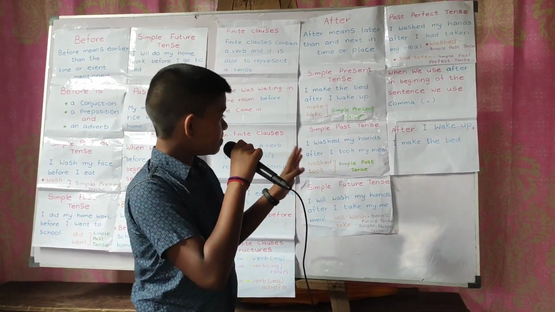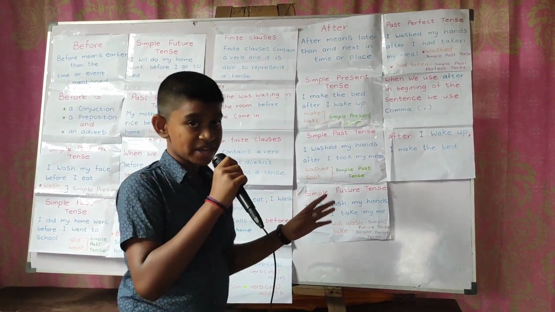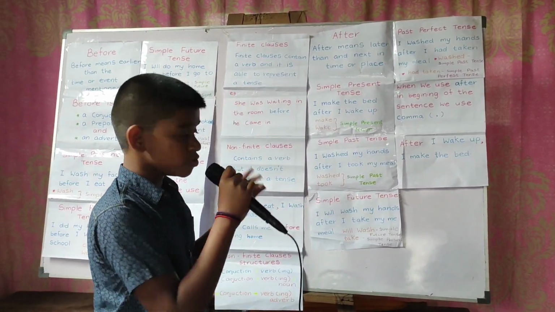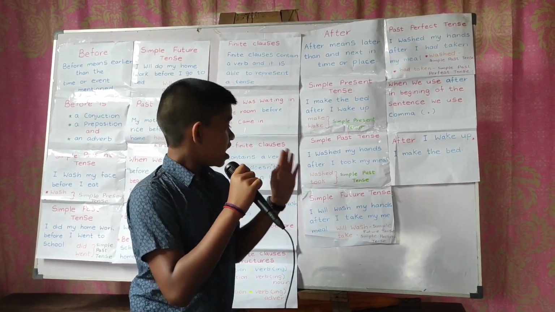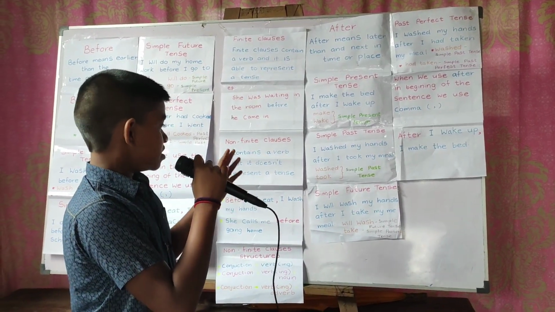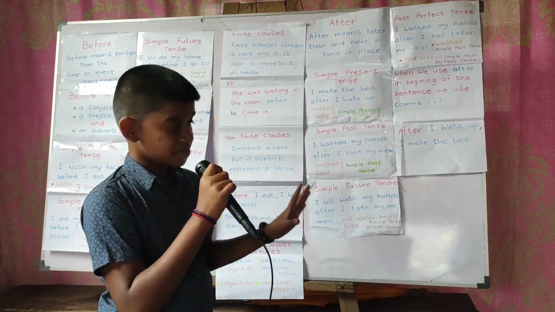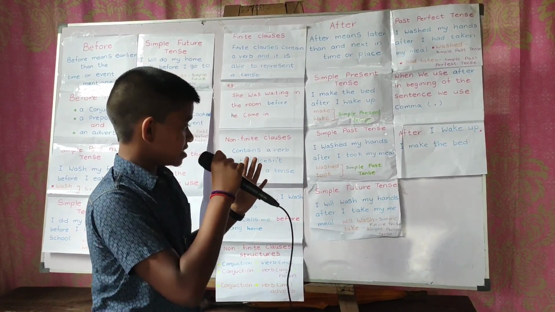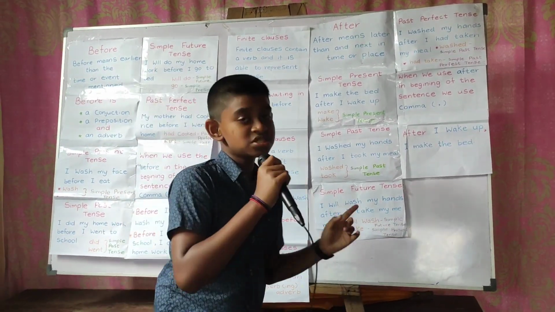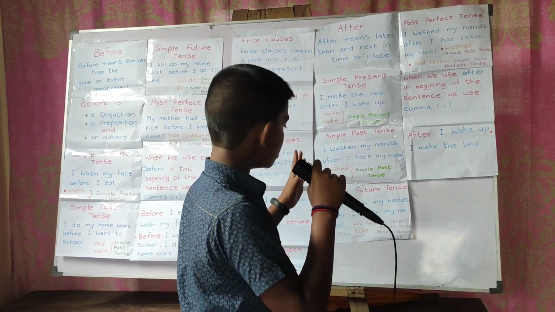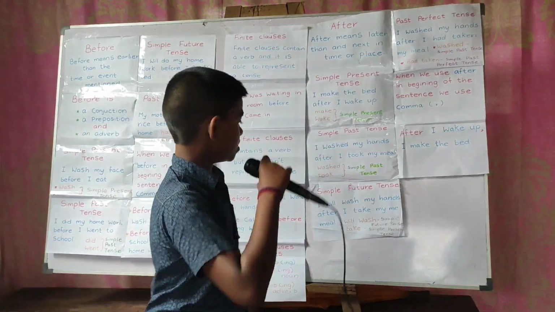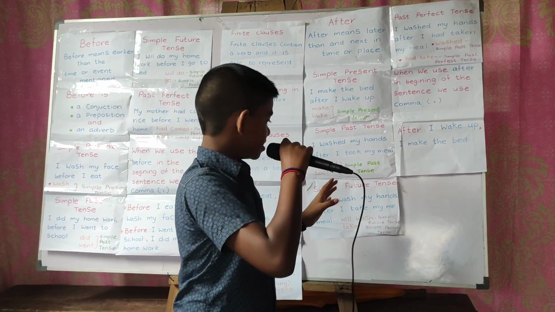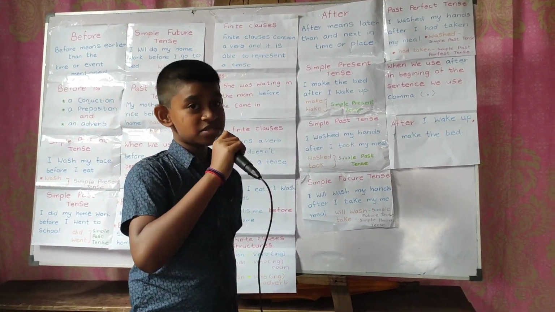Okay. Simple past tense. I washed my hands after I took my meal. The first part, I washed my hands, is simple past tense. And the second part, I took my meal, is also simple past tense. These two, washed and took, are verbs. Now let's see how to use after with simple future tense.